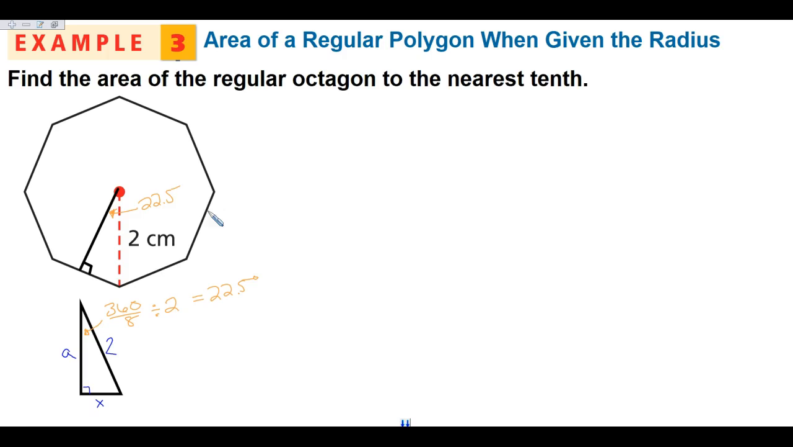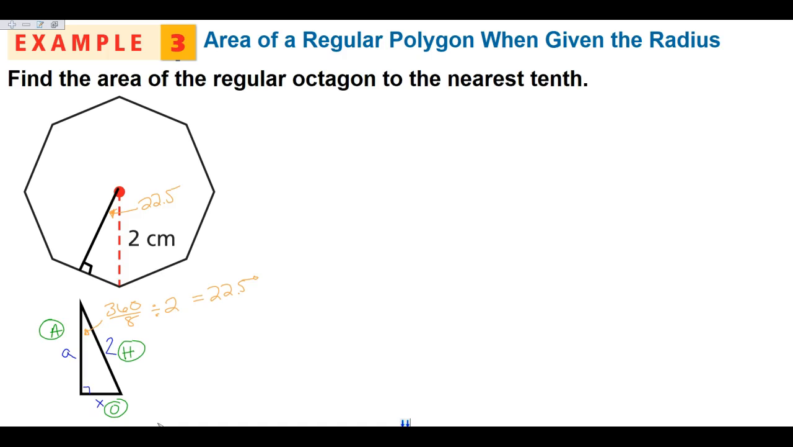Okay, now when I look at this, 2 is my hypotenuse. My apothem is my adjacent side. And my x is my opposite side. So let's think about this for a second. I need to find the apothem and the side length. Okay?